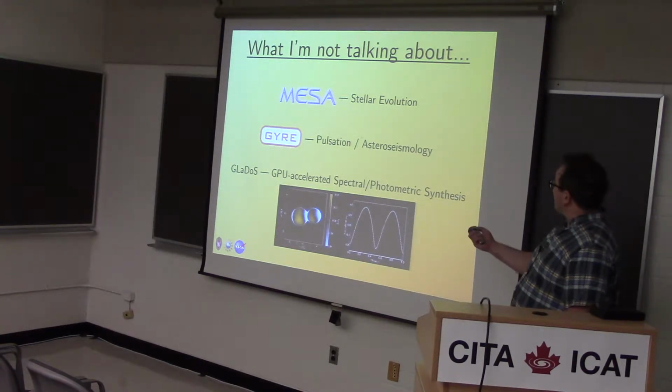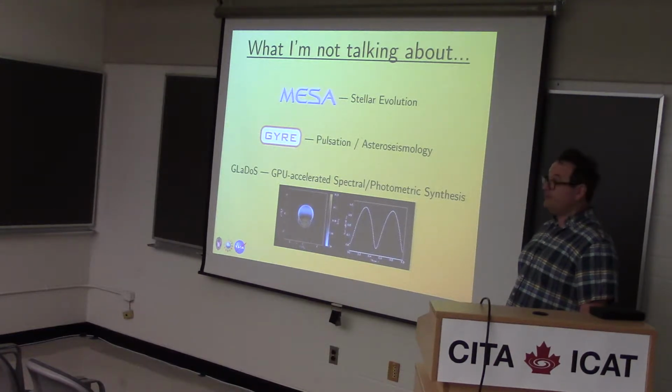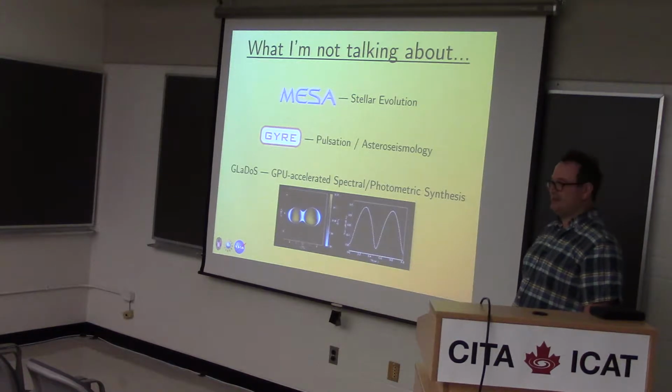I also work on Gyre, which is a code for calculating the oscillation frequencies of stellar models produced by MESA and other evolution codes. And this is for performing astroseismology. If you're studying planets, those planets often go around stars. And to find out the age of a star the planet is going around, astroseismology is the best way to do that.